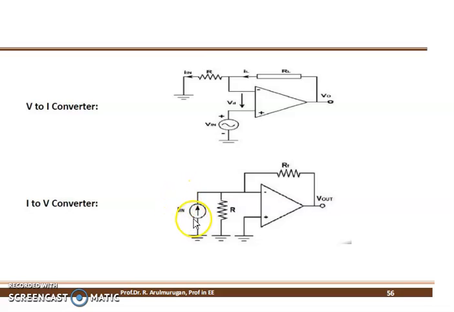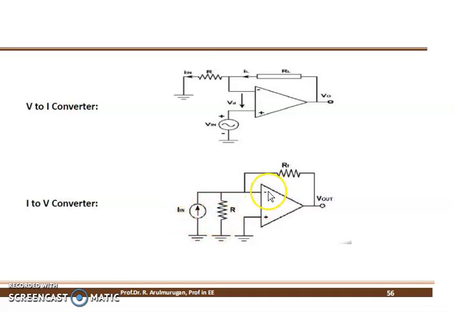What is the combination? Source and resistance. The combination is called a current source. So voltage source means a source connected in series with one resistance. Current source means one resistance connected in parallel. Okay, current source is connected.